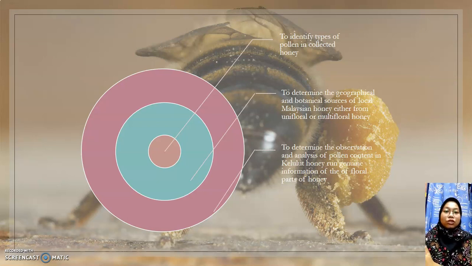So there are three research outcomes that I highlighted. First, I'm going to identify types of pollen in plain honey. Second, to determine the geographical and botanical sources of local Malaysian honey, either from floral and also multifloral honey. And then to determine the observation analysis of pollen content in the honey, branching in the formations of the floral parts of the honey.